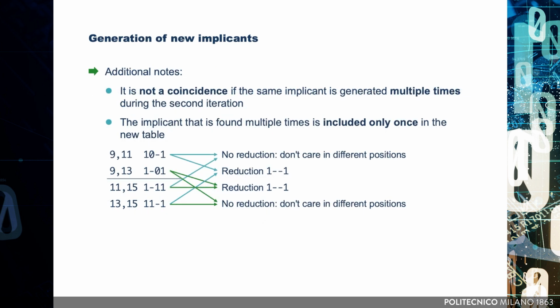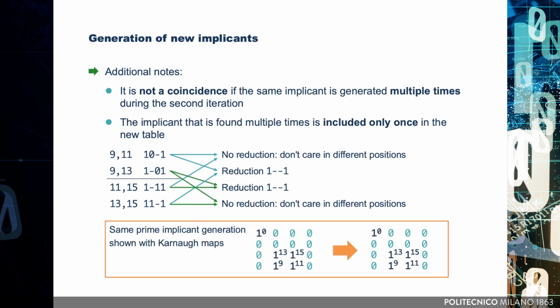You may have noticed that we generated the implicant 9, 11, 13, 15, represented by the binary string 1-1-, twice. This is not a coincidence. In fact, when moving from implicants of dimension 2 to those of dimension 4, each new implicant is generated exactly twice. This behavior will occur similarly in all subsequent iterations of the generation process. Let me explain why, using the Karnaugh map.